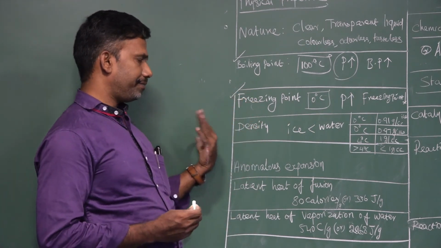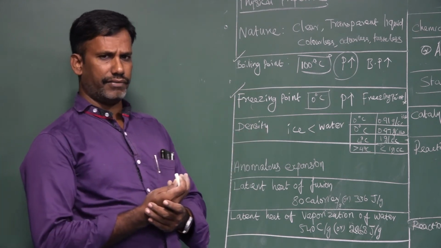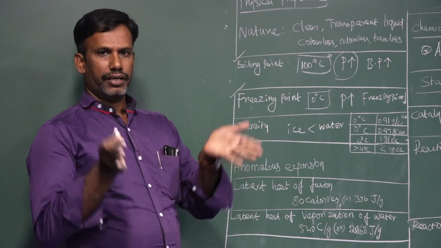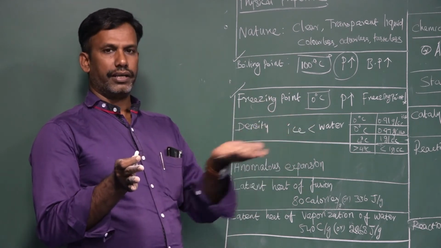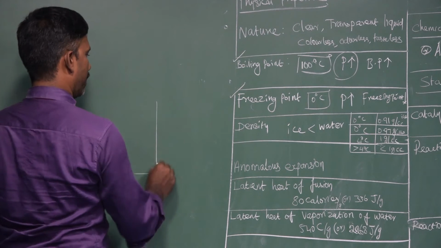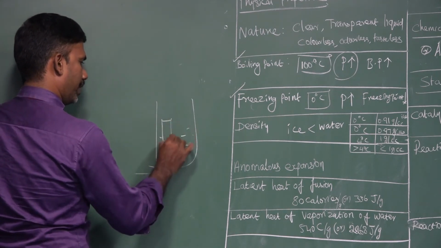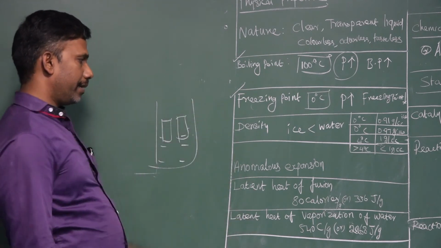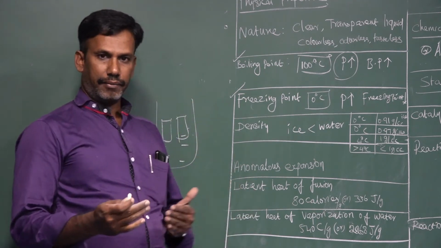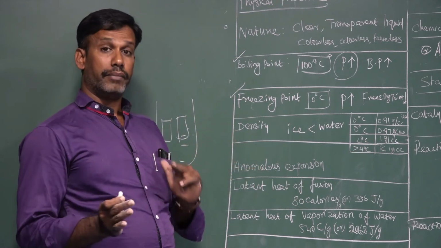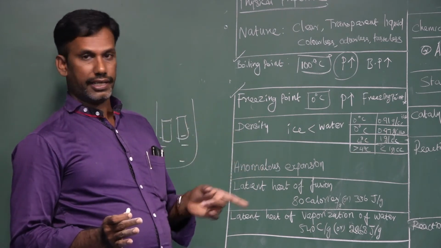Then density. Regarding the density of water, it is heavier than that of ice. That's why ice cubes float in water. If you keep ice cubes in a beaker with water, the ice cubes will float on the water, because both are H2O, but the density of ice is less than that of the water.